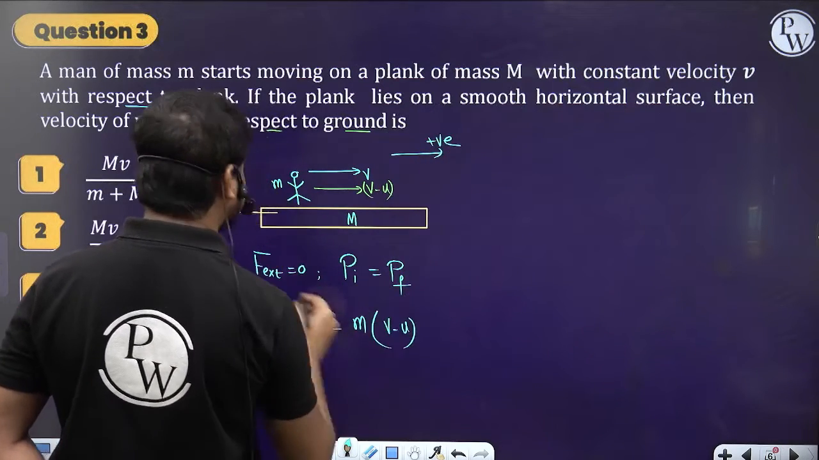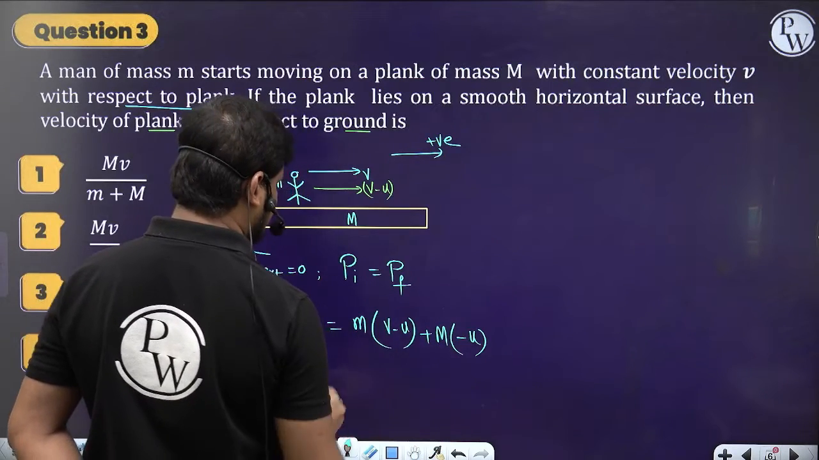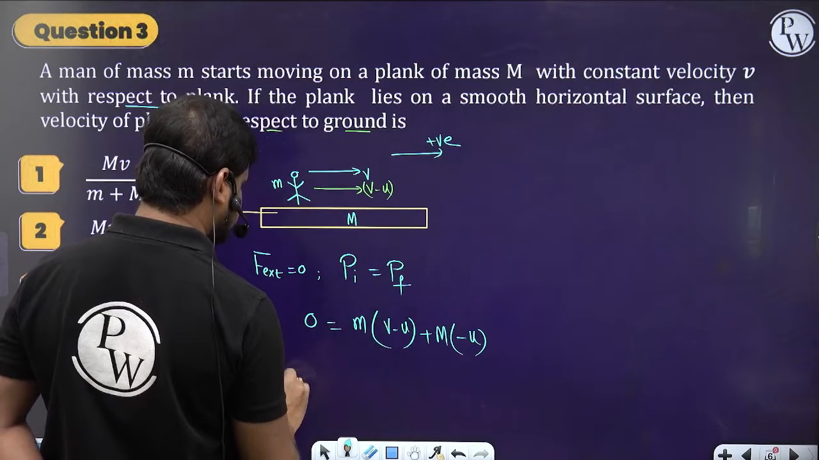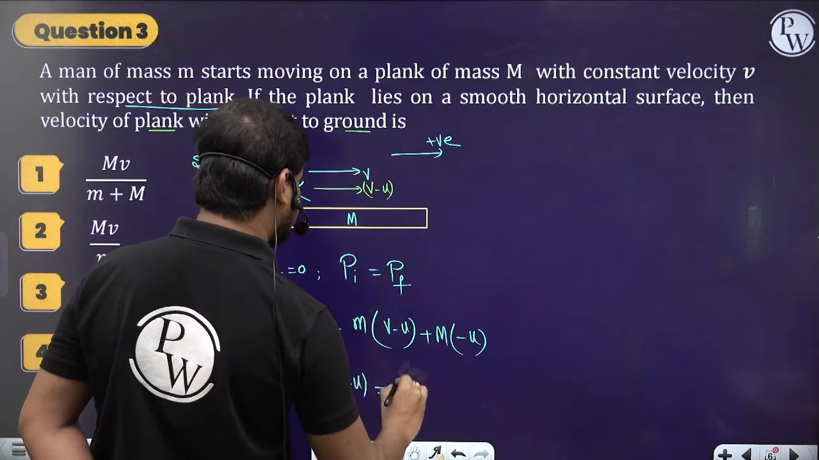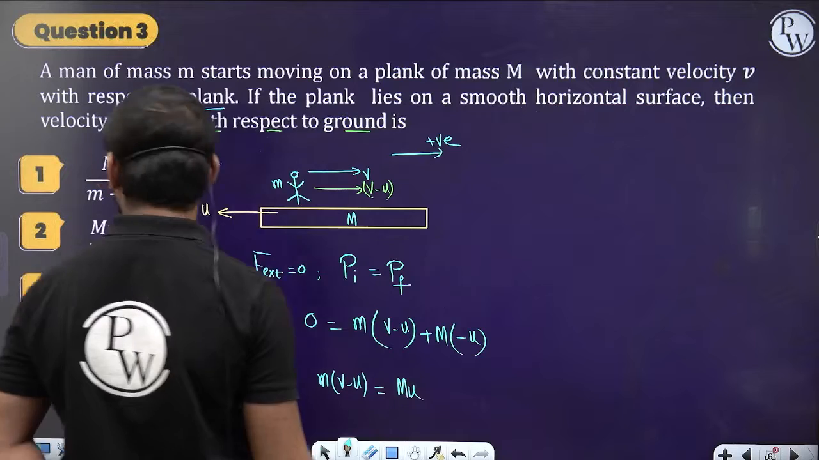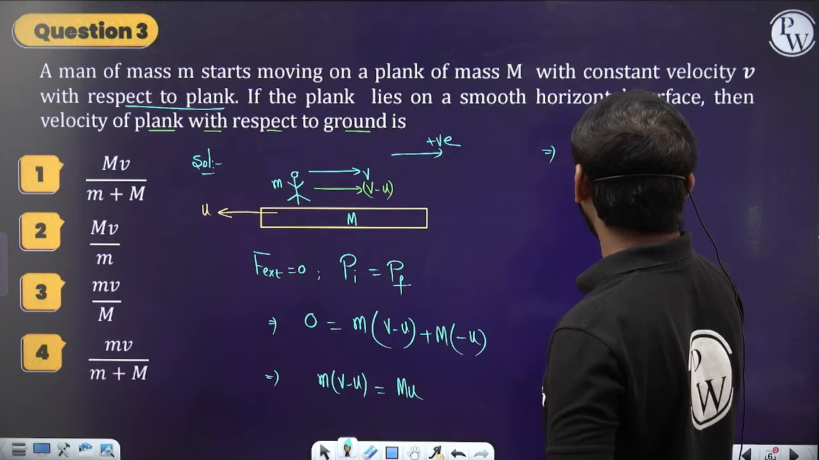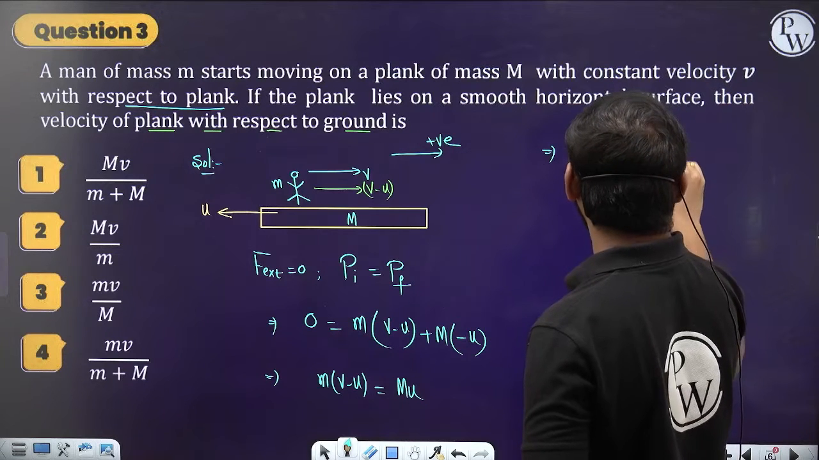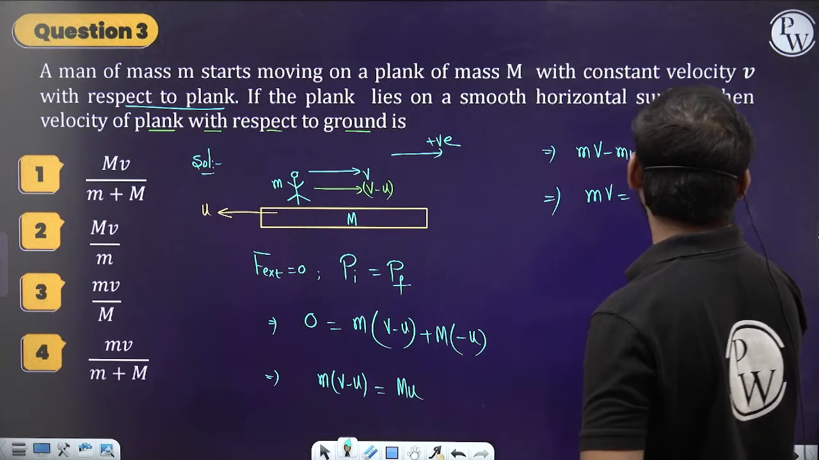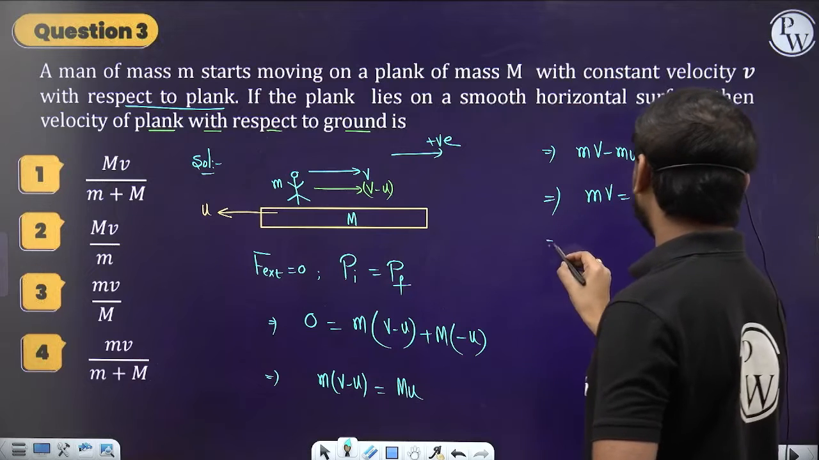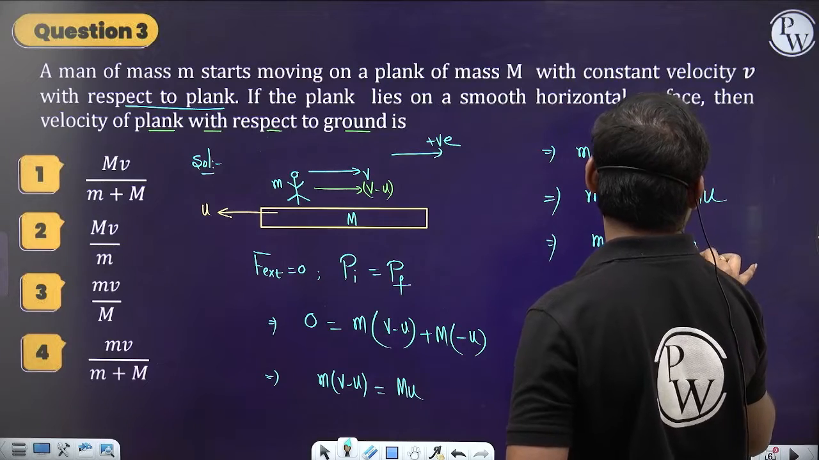And the plank is of mass capital M and whose velocity is u, so I am taking it as minus u. From here, m into v minus u equals, sending it to this side, it will become mu. So we get mv equals capital M u plus small m u. Then take u common on the right side, capital M plus small m. We need u only.